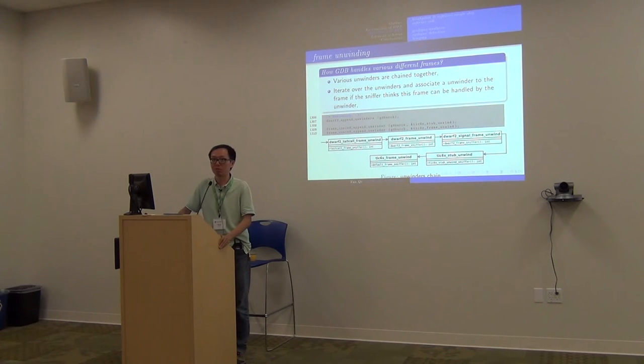For example, there is the common DWARF unwinder. And without DWARF information, maybe we can define an unwinder based on prologue analysis. We can also define an unwinder for the PLT stub frame. So we can define various unwinders, and GDB chains them together. When doing unwinding, GDB will iterate through this chain and look for the unwinder that matches the current frame. So we should be careful to keep the order of this chain, because GDB iterates through it from head to tail. If you get the order wrong, you may end up with a totally wrong unwinder for your frame.